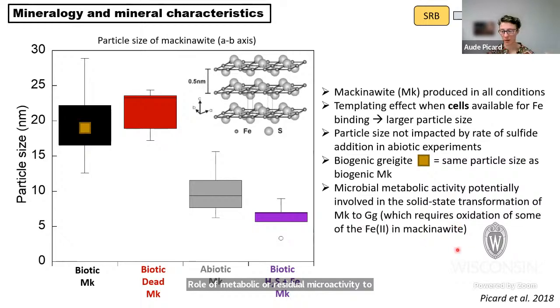And as I said, there is this potential role of metabolic or residual microbial activity to transform mackinawite to greigite. So I should say that in greigite, iron occurs as iron 2 and iron 3, while in mackinawite it is only iron 2. So there is an oxidation required for that transformation. And obviously, the sulfur reducers do not get electrons from iron 2. But I'm thinking about some kind of residual activity that would lead to the oxidation of some of the iron 2. So still in progress. I still don't have the answer to explain that mechanism, but it's been observed in other studies.